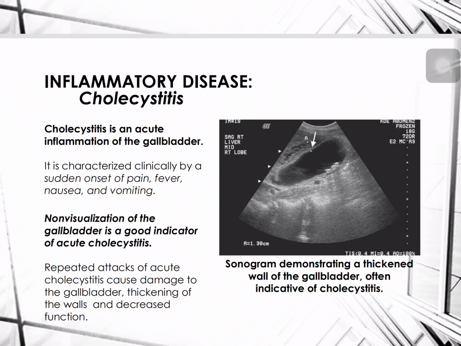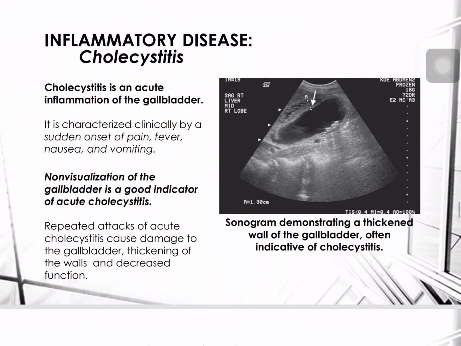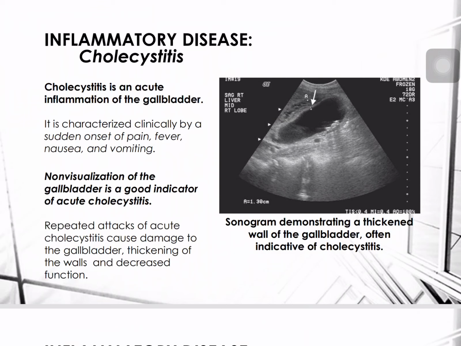Next is cholecystitis. It is an acute inflammation of the gallbladder, and it is common in individuals with chronically symptomatic cholelithiasis. It is characterized clinically by a sudden onset of pain, fever, nausea, and vomiting. Its diagnosis is clinically suspected and supported through a sonographic examination or radionuclide cholecystography. Non-visualization of the gallbladder is a good indicator of acute cholecystitis. Repeated attacks of acute cholecystitis cause damage to the gallbladder, thickening of the walls, and decreased function.